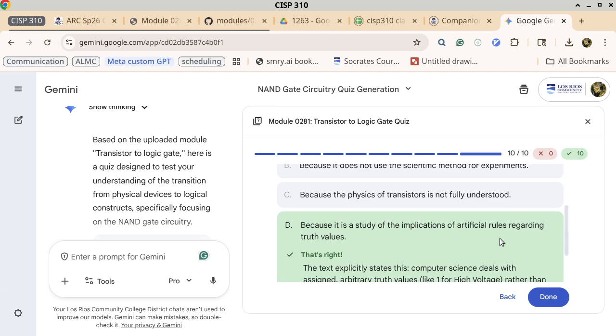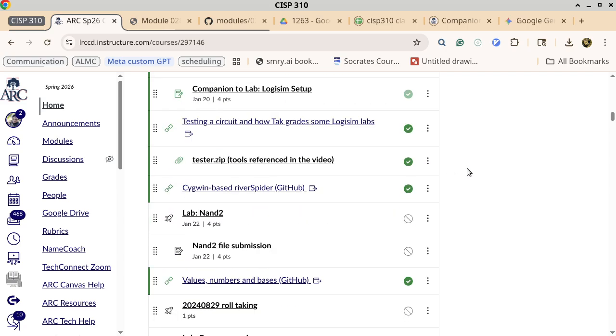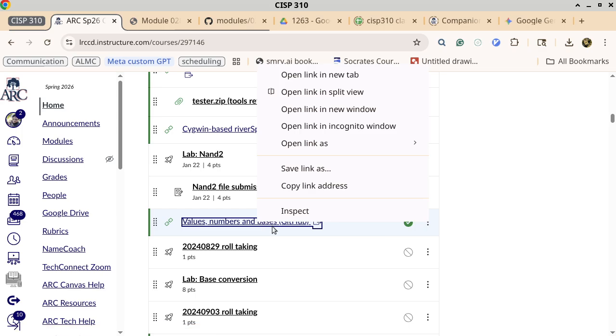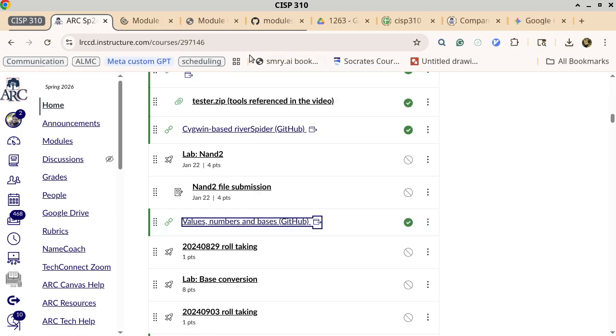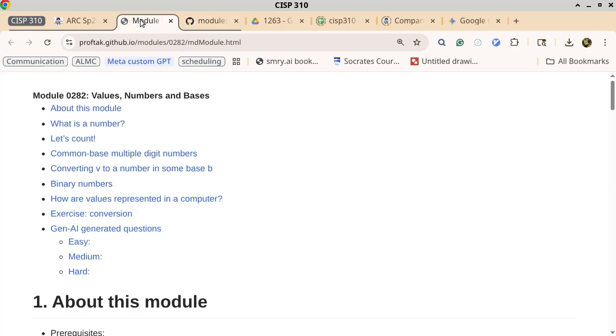Okay, alrighty. So now that we are done with this module, we're going to move on. We are looking at the time, and we've got plenty of time. So we are moving on to the next module, which is down here. It is called Values, Numbers, and Bases. So this is our next module. When you are done reading a module, all you have to do is sequentially move on to the next one. That will give you a head start on the next topic.